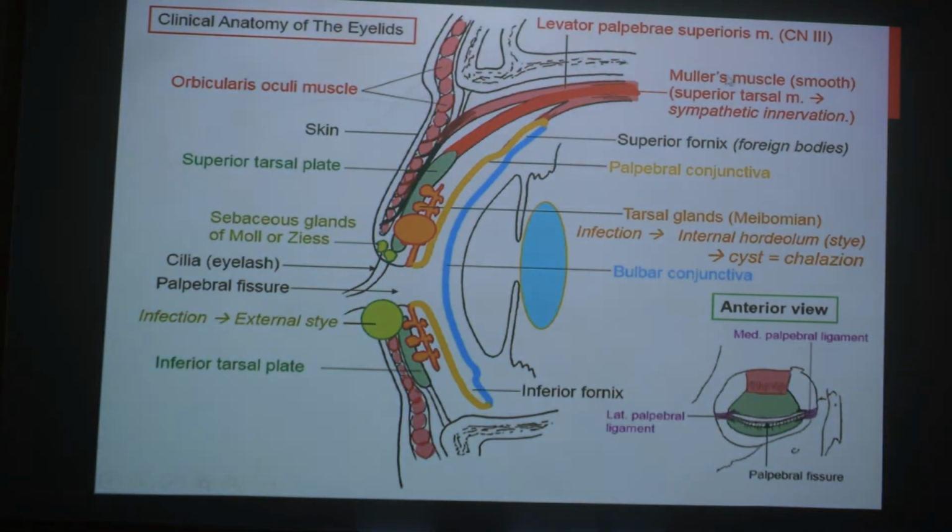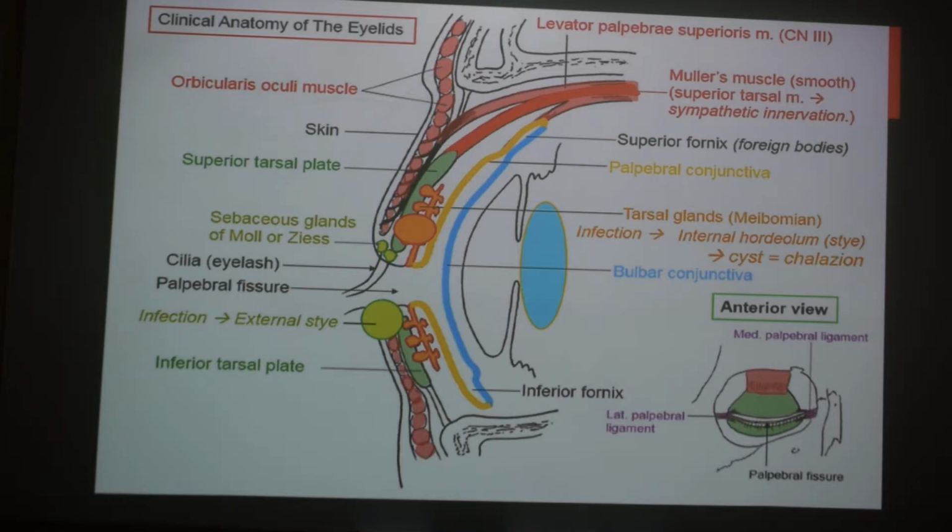Okay, so now we are going to move forward and talk about the lids a little bit more. What you are seeing here is a cross section of the lids. So we start from the outer aspect, which is the skin, and then inner to the skin you can see this muscle, which is the orbicularis oculi muscle. And this is the palpebral part of the orbicularis oculi, which is present inside the eyelids. So from outside you have skin, and then you have the orbicularis oculi.